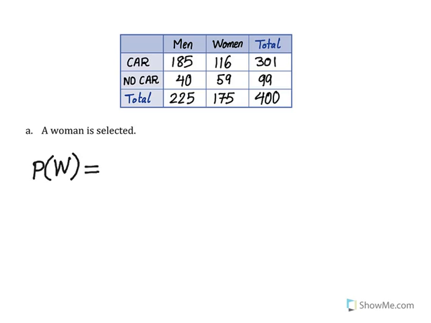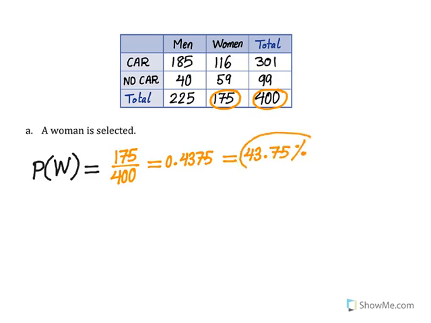How many women do we have? We have 175 women out of how many total people? 400. So the answer will be 175 divided by 400. And if you use your calculator, you'll get exactly 0.4375, which as a percentage looks nicer. It's 43.75%. That is the probability that a randomly selected person will be a woman.